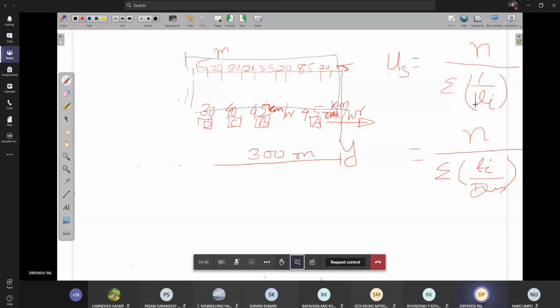1 upon speed. What is the speed? Speed is distance by time. If I make the reverse of that, it is basically time divided by distance. So 1 upon speed is basically time divided by distance. The simple way to understand it is the time taken by the individual vehicles to cross the section. And that was a certain distance.